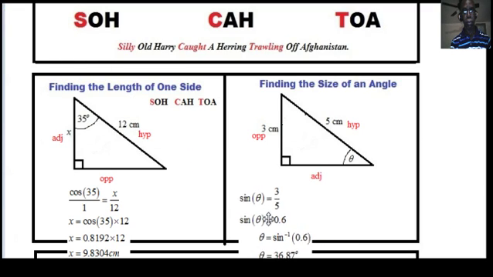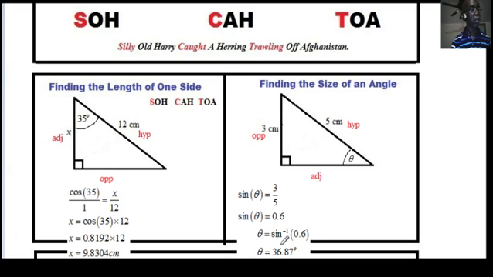Sine theta equals 3, divided by 5. Then, sine theta equals 0.6. Theta equals the inverse sine of 0.6. And this gives us 36.87 degrees.